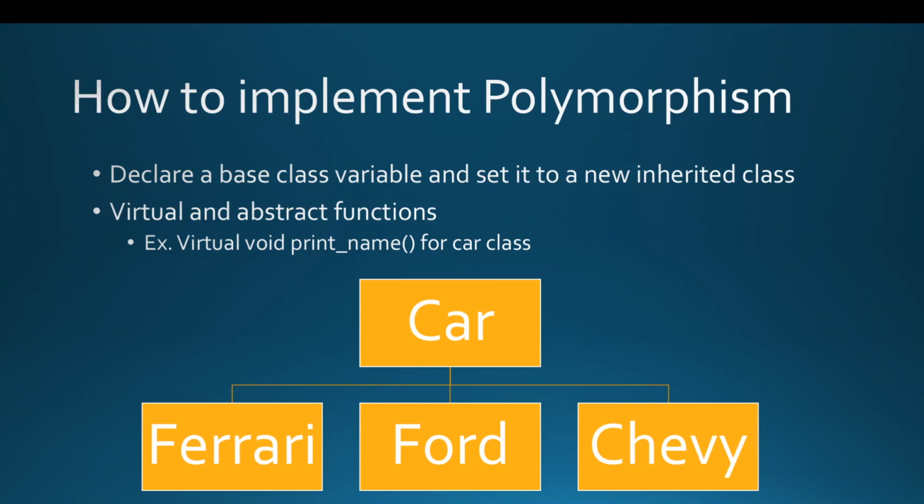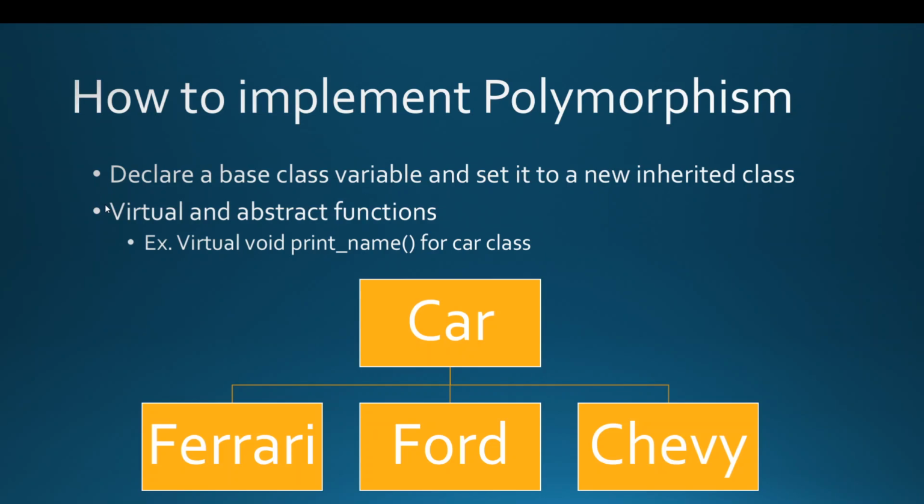It's all about neatness, organization, and ease of use. This is way easier, just putting in a car class variable and setting it as new inherited class, instead of having each of these declared and then initialized as new of that class, if that makes sense. So that's the first step of implementing polymorphism.